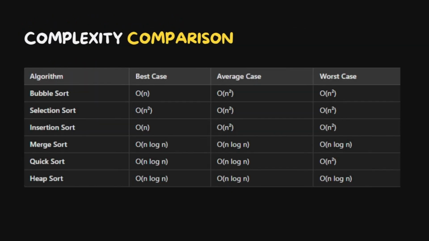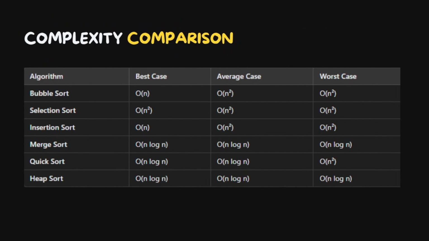Let's break down the time and space complexity of all the algorithms we have discussed so far. For bubble sort, the best case is O(n), average case is O(n²), and worst case is also O(n²). For selection sort, the best case is O(n²), average case is O(n²), and worst case is also O(n²).